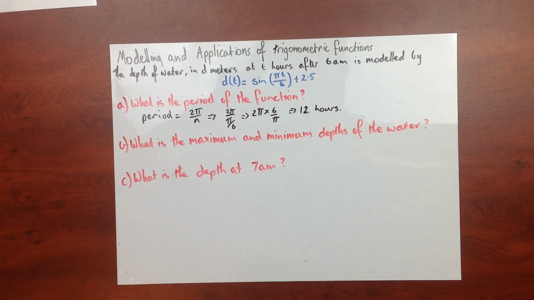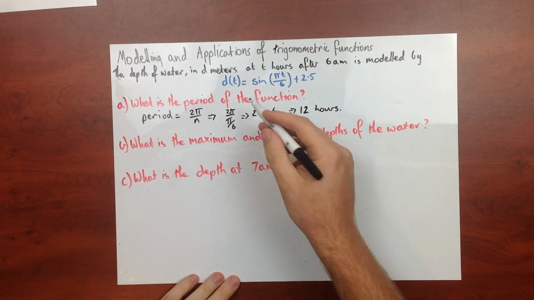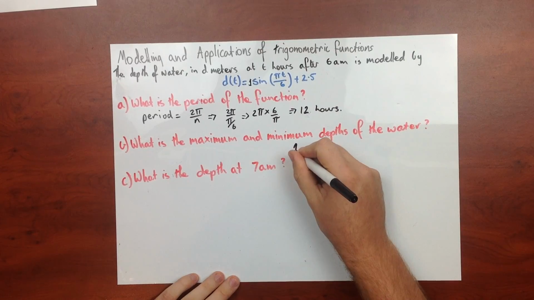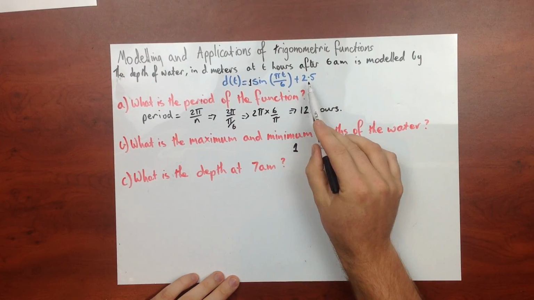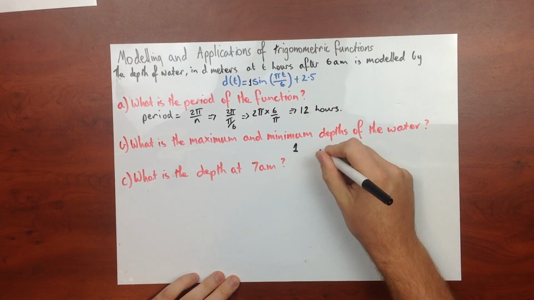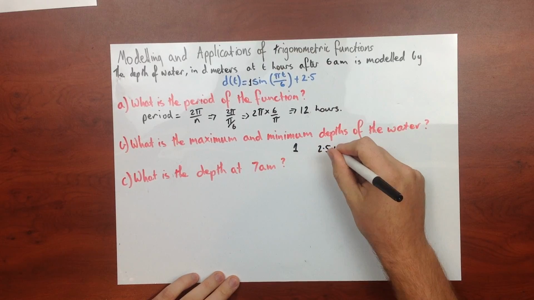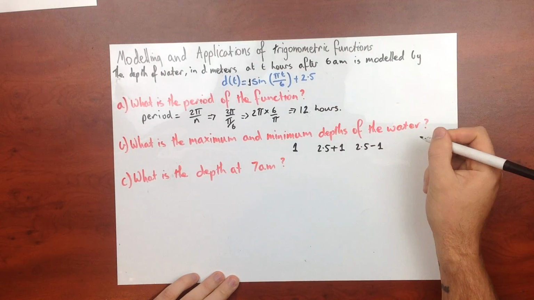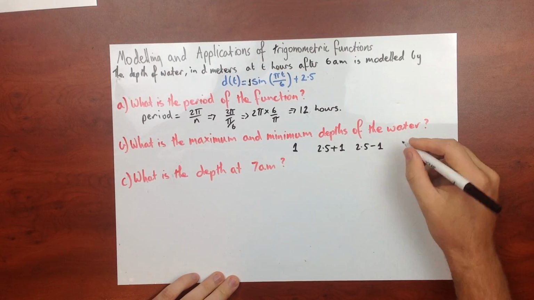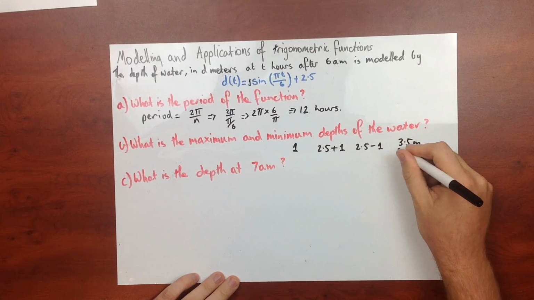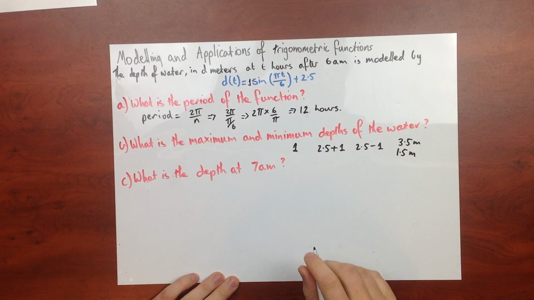Okay, so the next part is what is the maximum and minimum depth of the water. We can see here that the amplitude of our function is just 1. So we know we're cycling up and down 1, but we've also been translated 2.5 units vertically. So from this 2.5 metres, we're going to go up by a metre, and we're also going to go down by a metre. That means our maximum depth is going to be 3.5 metres, while the minimum depth is going to be 1.5 metres.